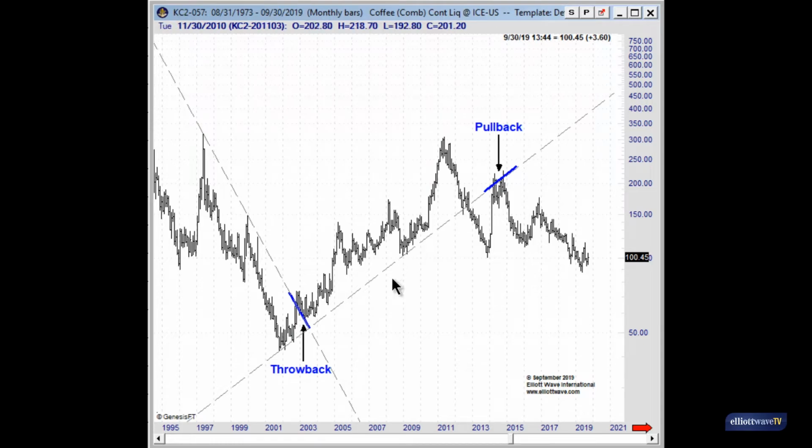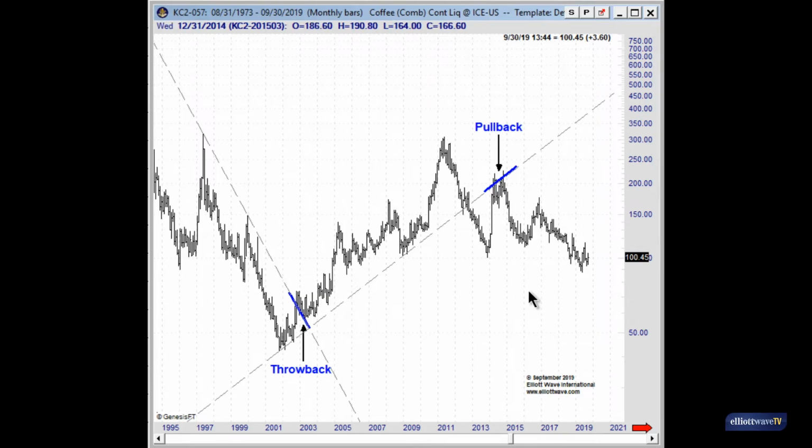what turned out to be a years-long advance where we saw prices more than double, if not quadruple, because back in the early 2000 period, as you can see, we were trading roughly 60 and change in the coffee market, and we went ultimately to a high a little bit above the 300 mark.